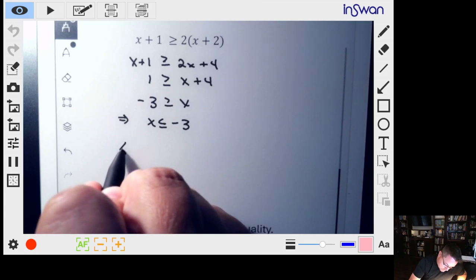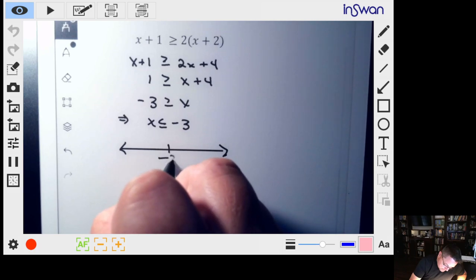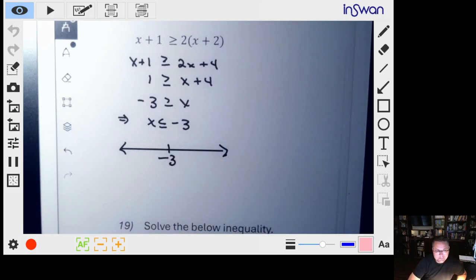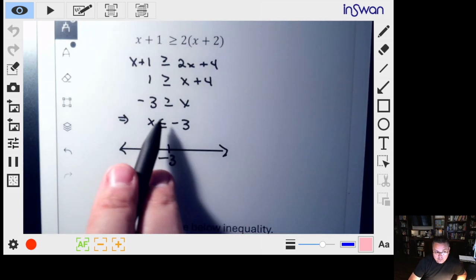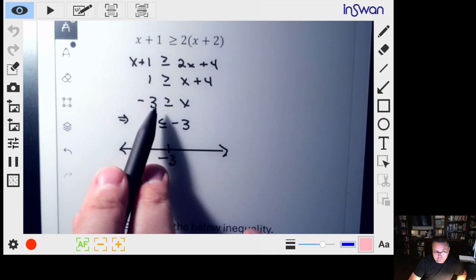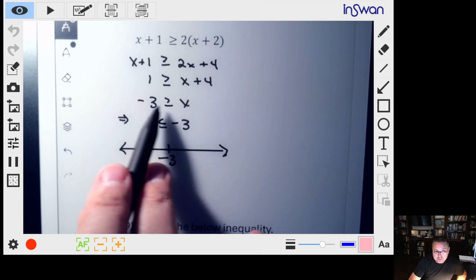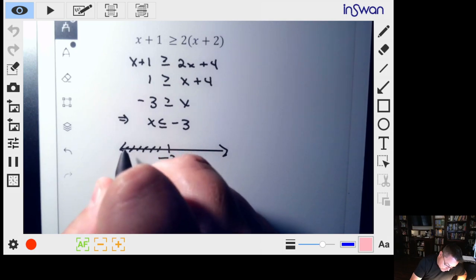Now what we're going to do is we're going to graph out the number line. Here's negative 3. We want numbers that are to the left of negative 3 or numbers that are smaller, because this is opening up towards the negative 3. Either way you look at it, it's opening up towards the negative 3. So our numbers have to be smaller than that or to the left-hand side. So our numbers are going to be over here.